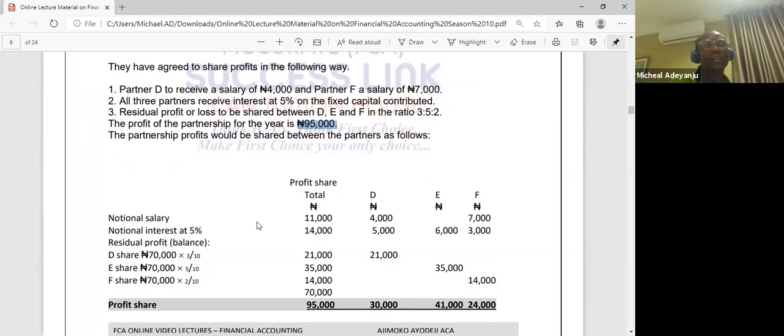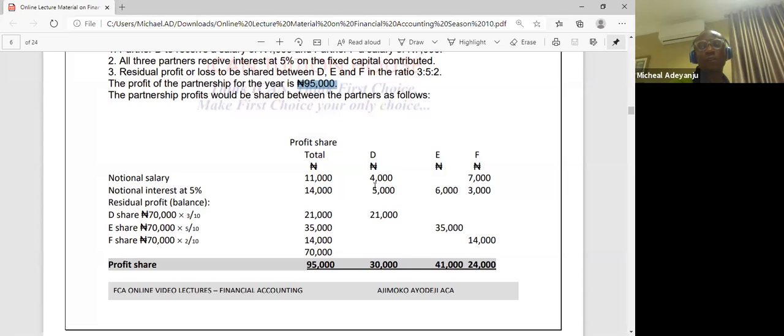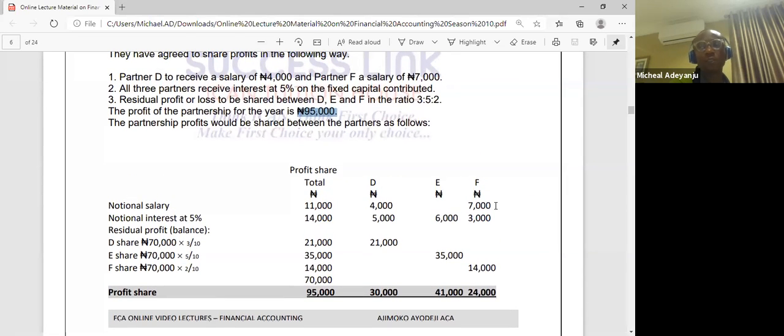Now look at it. Like I said, in a situation whereby you have notional salary, notional interest, and you have your profit sharing itself, the one that comes first is your notional salary, followed by your notional interest, and followed by your profit sharing ratio. So that is it. For the notional salary, we have 4,000 and 7,000 naira. And for notional interest at 5%, we have 5,000 naira, 6,000 naira, and 3,000.